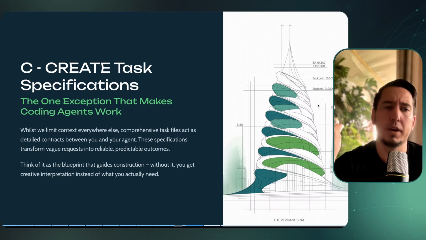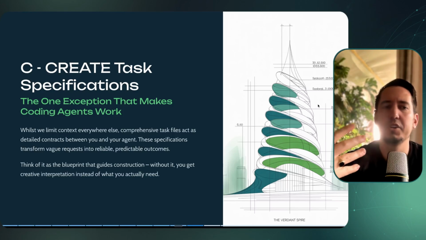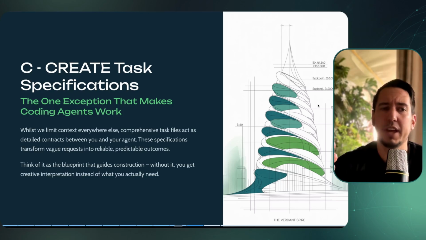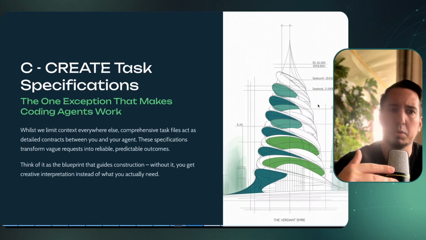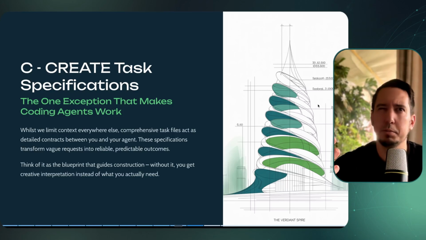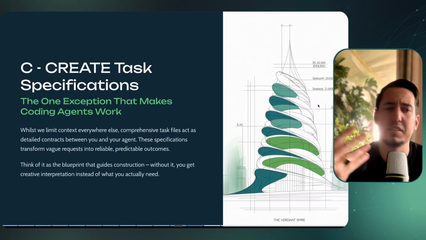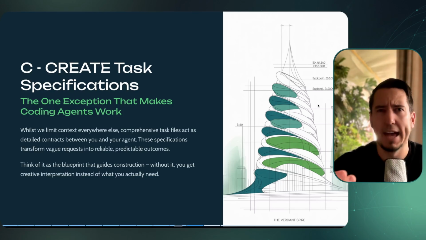And what is great about this? Whilst we limit context everywhere else, comprehensive task files act as detailed contracts between you and your agent. These specifications transform vague requests into reliable, predictable outcomes. Think of this as a blueprint that guides your construction. Without it, you get creative interpretation instead of what you actually need.